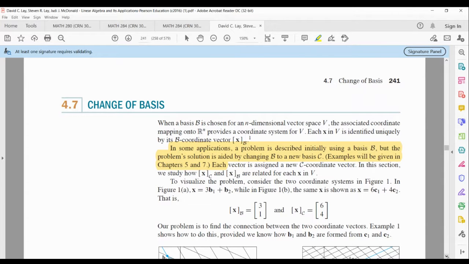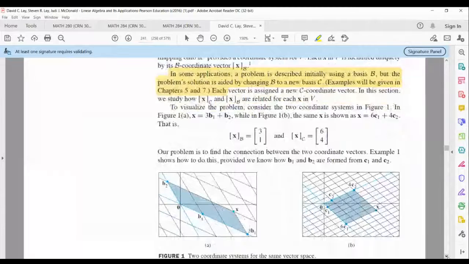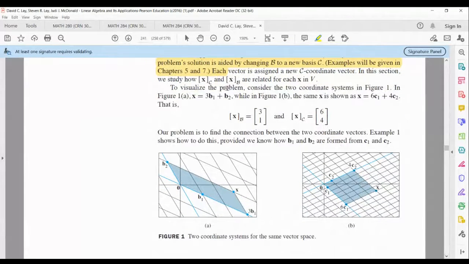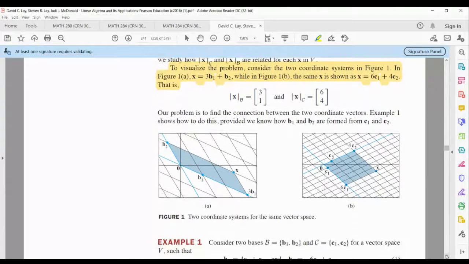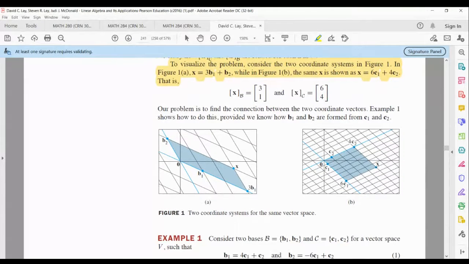And here they present the problem more formally about when you want to go from one basis to another basis. Okay, and to visualize the problem, consider two coordinate systems in figure 1. Okay, so this is figure 1. Two coordinate systems for the same vector space.